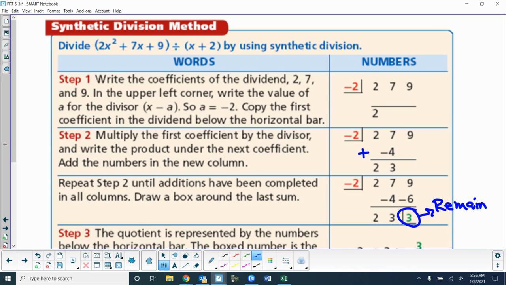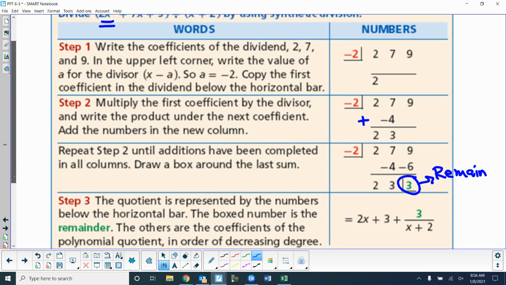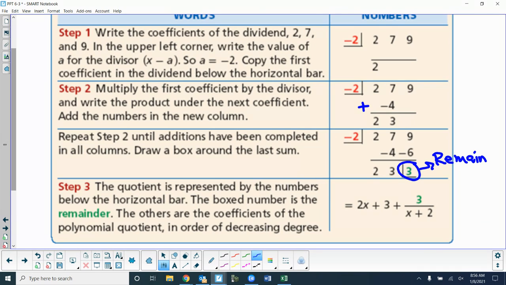Okay? So when you write your answer, since this started out as x squared, your answer will be x to the first, 1 less. If this was an x cubed, then this number here would be an x squared to start out. It's always 1 less exponent-wise. Same variable, just 1 less. So that's how they got the 2x, because originally that was a 2x squared, so this becomes a 2x. So 2x plus 3, and then write your remainder, just like we did last night with the long division. A lot quicker.